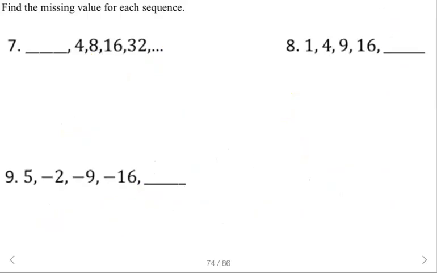All right, this one, as we go from 4 to 8, we're multiplying by 2. Same thing from 8 to 16, we're multiplying by 2. From 16 to 32, we're multiplying by 2. If we go in the other direction, we'll divide by 2, and so we get +2 here.